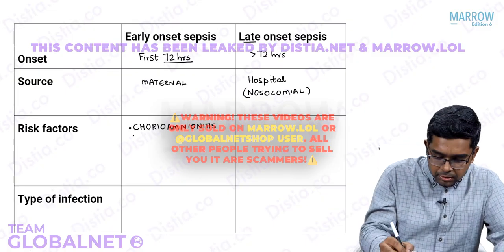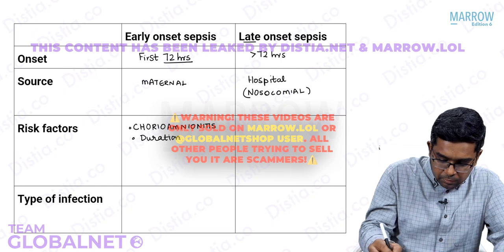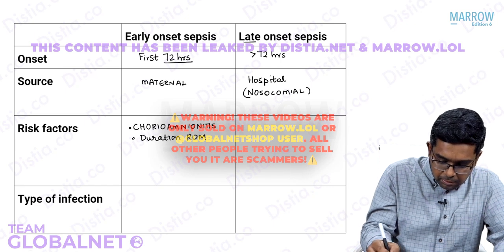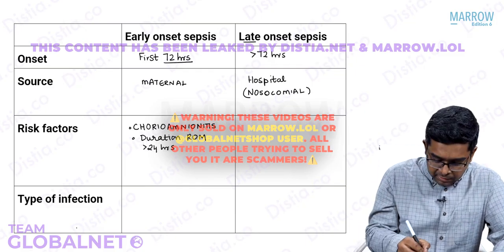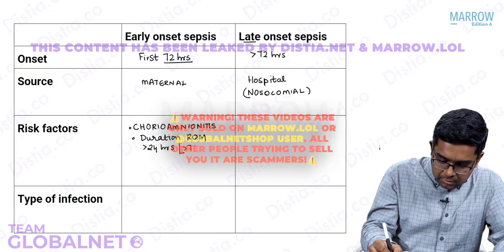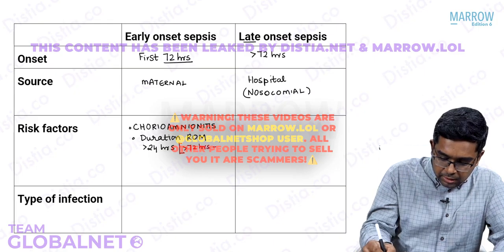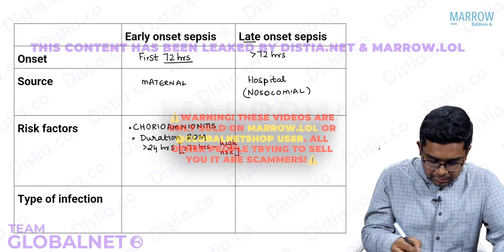Next important is duration of ROM. What is that? Rupture of membrane. If it is more than 24 hours, okay, it is considered as a risk factor. And at this point, you should remember, if it is more than 72 hours, it is even more risk, or I will write it as a very high risk. Okay, high risk.